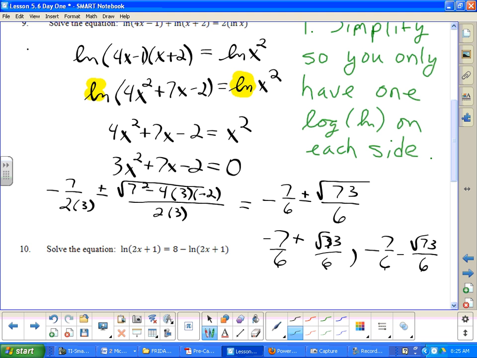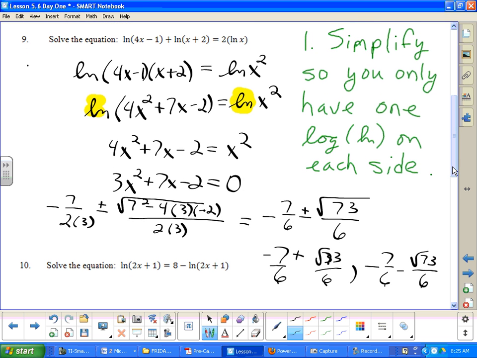Now, we're talking about a logarithmic equation here, right? When you're working with logarithms, there are restrictions because the domain is not all real numbers. The argument has to be greater than 0. So if I take, now is this, let me write this one better.